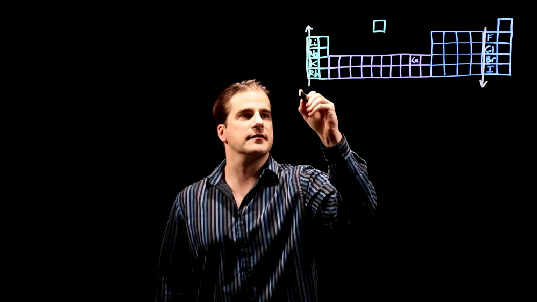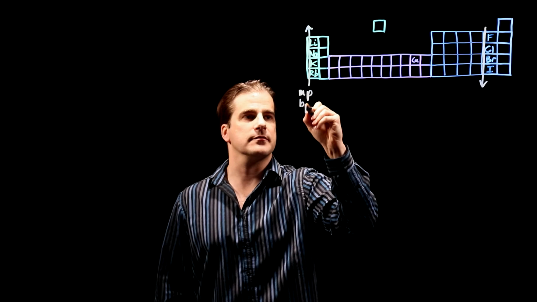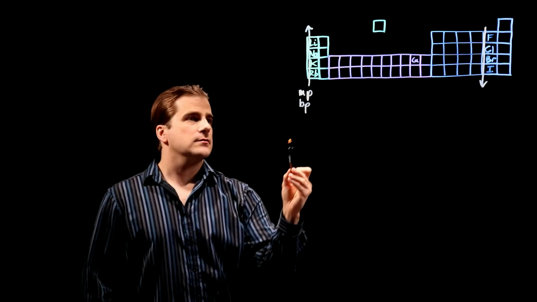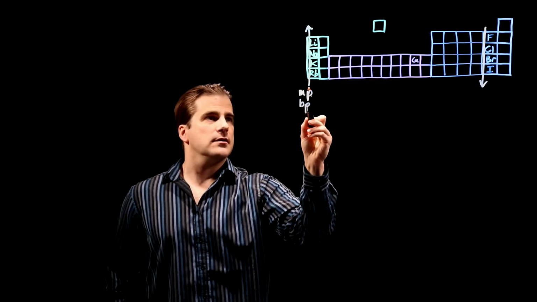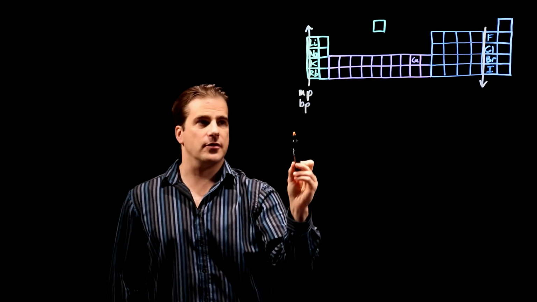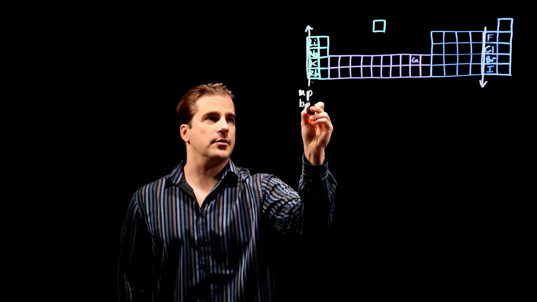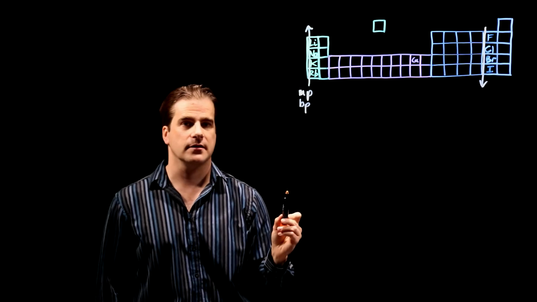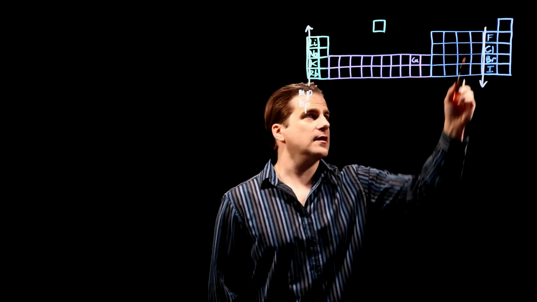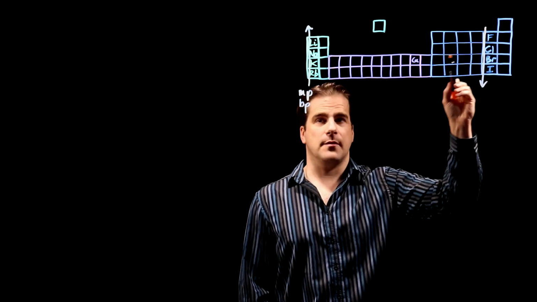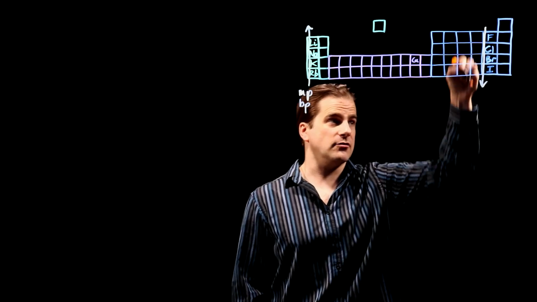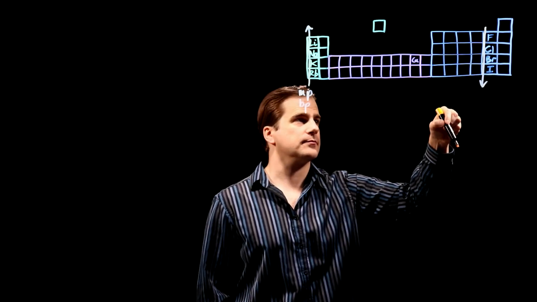Okay, this is melting points and boiling points. In group 1, as you move up the group, the melting points and boiling points of these elements increases. And it's the opposite for the halogens. As you move down the group, the melting and boiling points increases. Okay?